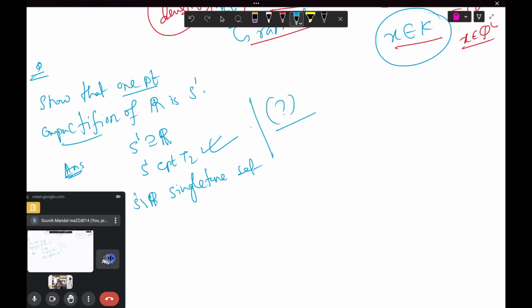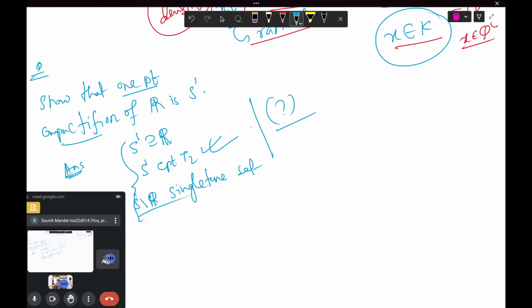Yes. Sir, uniqueness. Can you please repeat? Sir, that one point compactification must be unique. Yes, it must be unique, right? So if we show something like this, then we are done, correct?